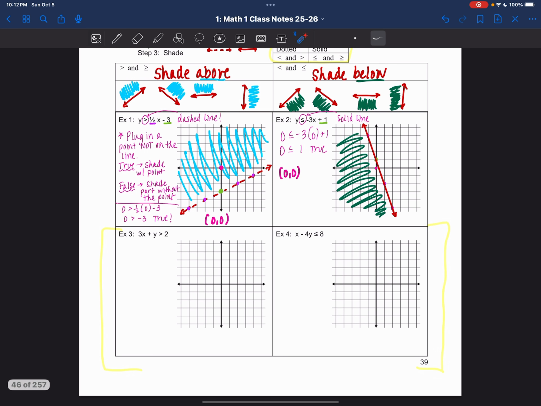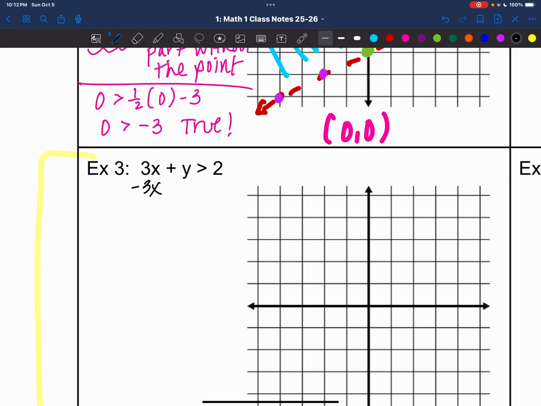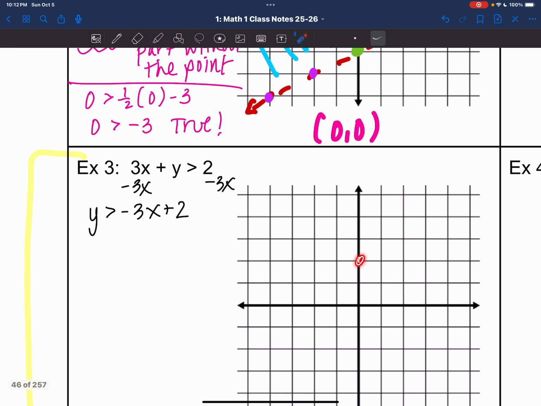All right, so what I want you to do is try these, but I am going to tell you to be careful because you first have to get it into y equals mx plus b. So you need to subtract 3x from both sides, and I'm going to get y is greater than negative 3x plus 2. Now you're going to go ahead and graph this. Positive 2, go down 3 to the right 1, and then continue your pattern. This will be dashed, just so you know. So go ahead, try that one.